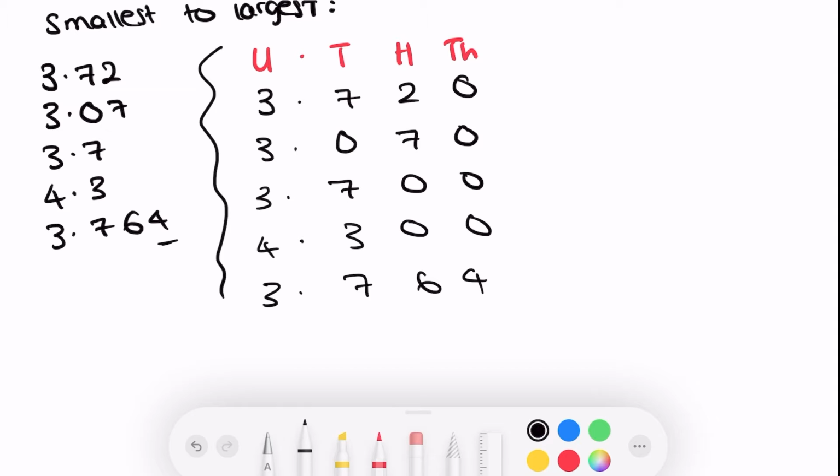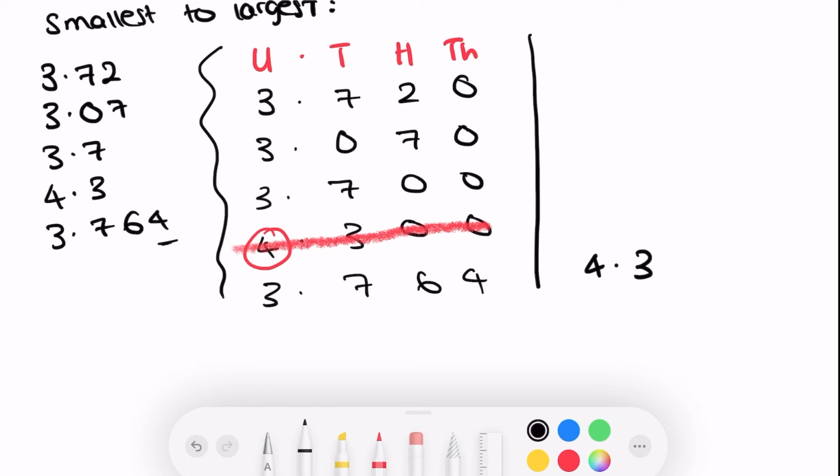What I will do from here is try to identify the smallest or largest in each column, starting with the units column. In the units column, I can see very clearly that my largest number here is a 4, and therefore I can cross this out and easily identify that my largest number is going to be 4.3. The rest are all threes in the units column, so I'm pretty much finished with my work here.